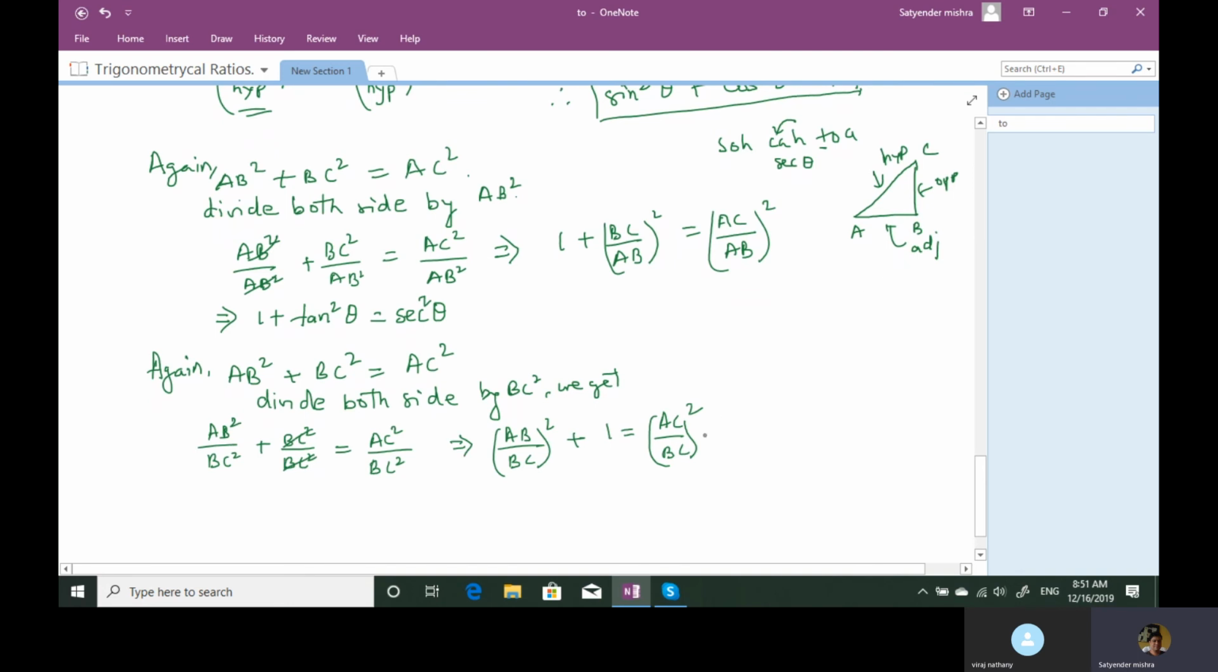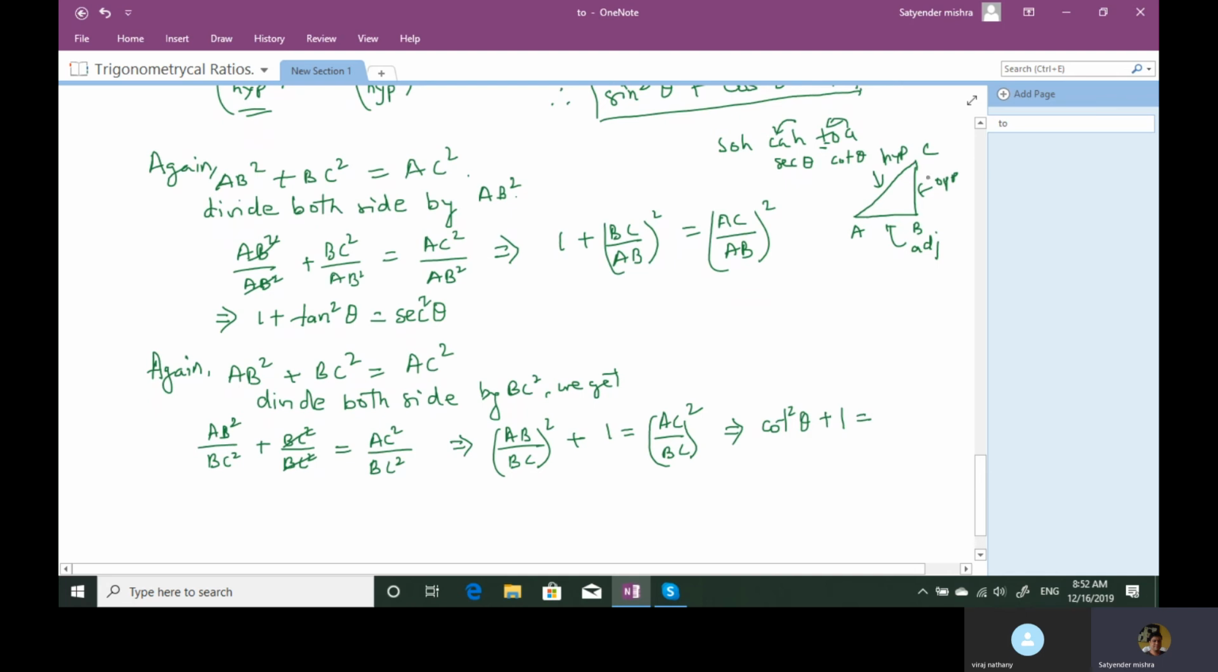So what is AB by BC? AB by BC is adjacent by opposite, right? Adjacent and opposite is present in tan, but it is in reverse form. So we have to apply cot theta, right? So here AB by BC whole square is cot square theta. So this implies cot square theta plus 1 equal to AC by BC whole square.